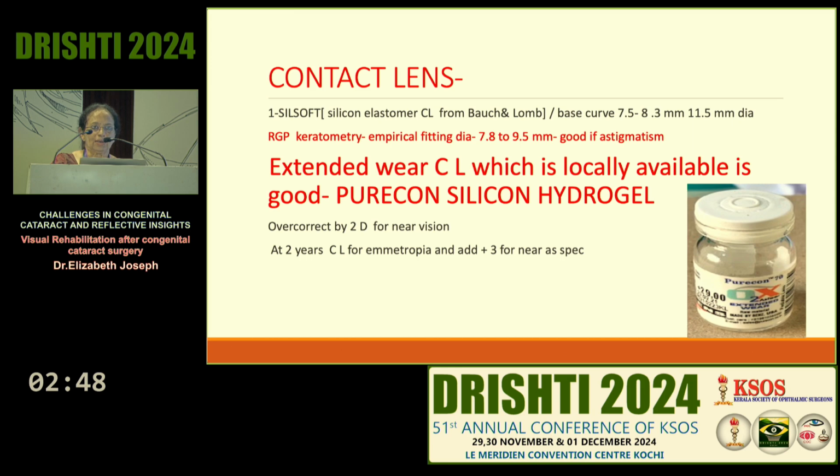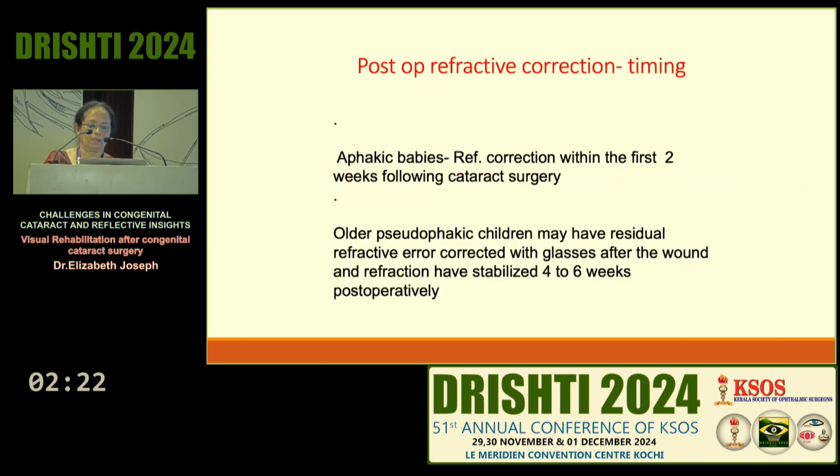And when you give contact lenses in aphakia, in the very small child, preschool child, you always overcorrect at least by 2 or 3 diopters, because for them near vision is more important than distant vision. And after 2 years, you aim the contact lens or spectacle for emmetropia, and when the child starts going to school, give a bifocal with a +3 addition. And when do you give contact lenses or glasses? After surgery. It has to be done very early.